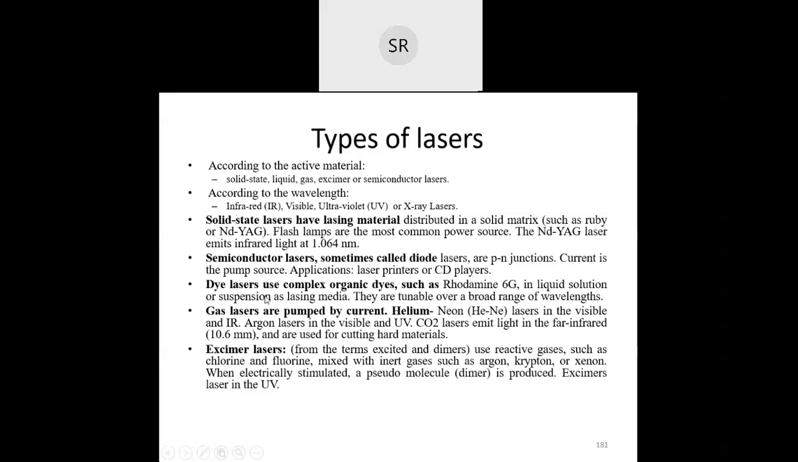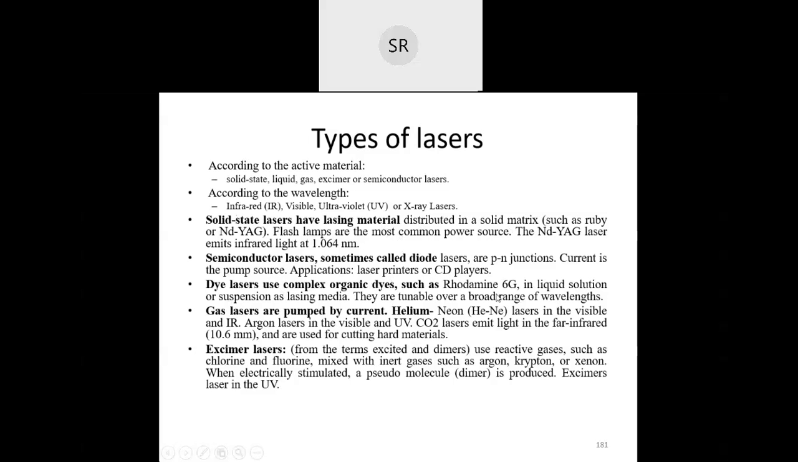These are about the various types of laser and the different applications they are used for. A semiconductor laser is used in laser printers or CD players. Nowadays CD players are not present; everyone has pen drives, and no one is using DVD writing and all those things.